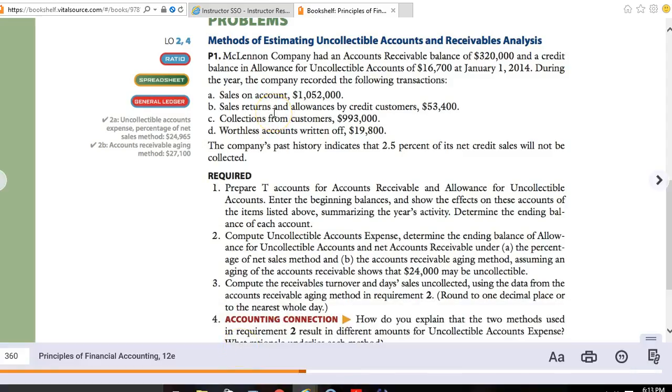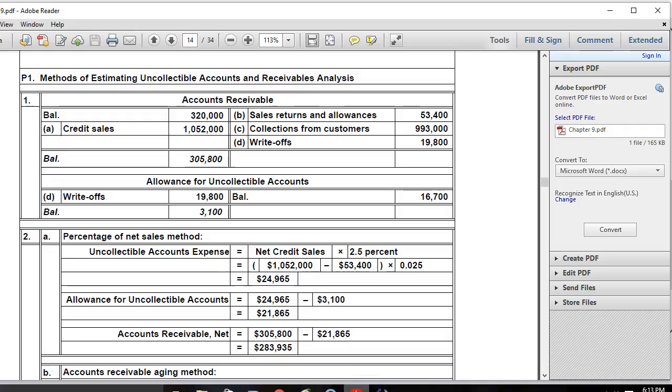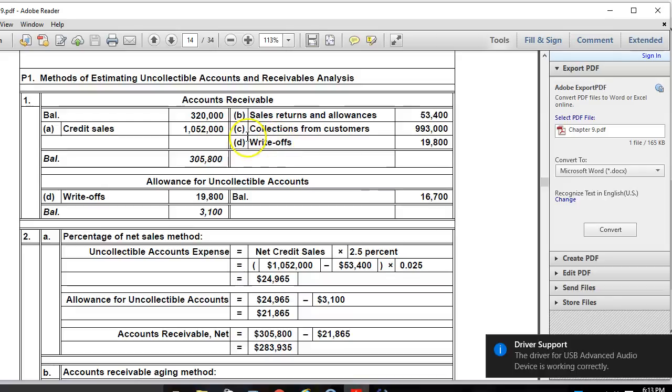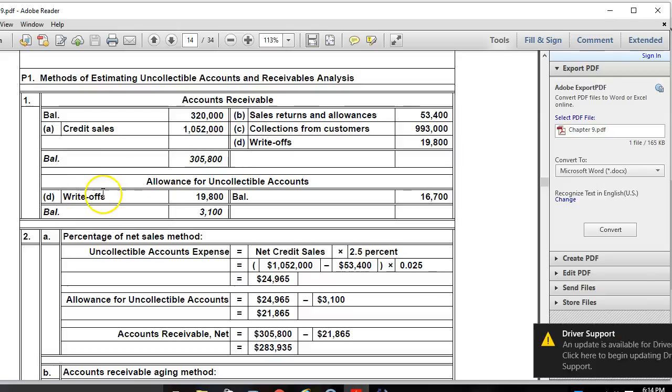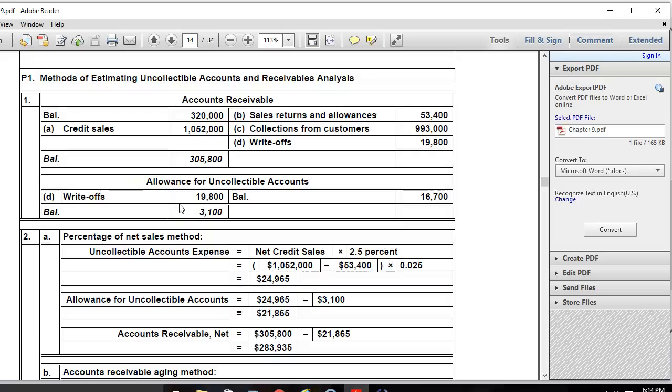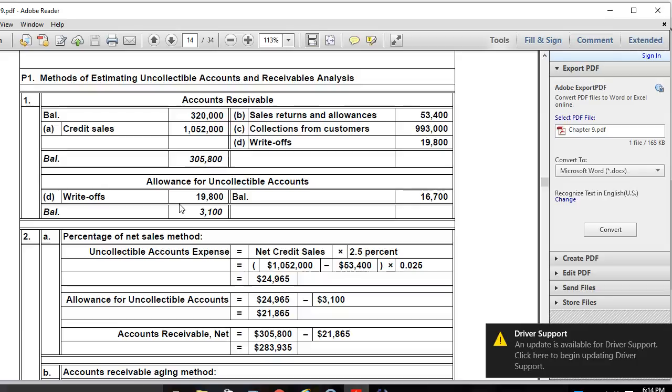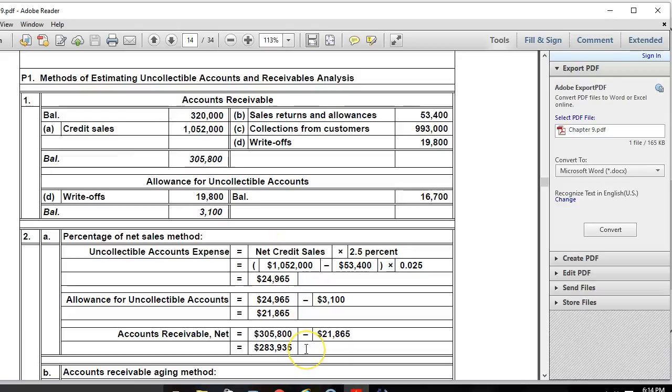Next, it says worthless accounts written off, $19,800. What do we do with that? Worthless accounts written off. Do you see how if we are going to write them off, we reduce our accounts receivable? D, $19,800. You see that? And the corresponding entry is an allowance for uncollectible accounts of $19,800. So you see here at D, we debit write-offs $19,800. Okay? So then try to do it on your own. See what your ending accounts receivable balance is by doing those and your allowance for uncollectible accounts. What do you find those to be?